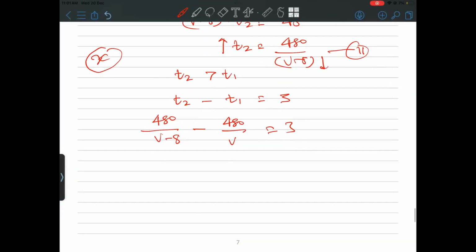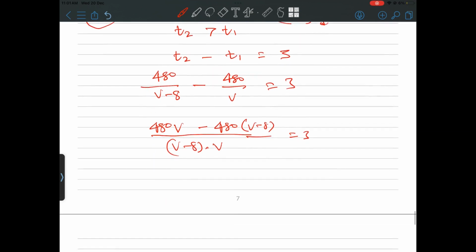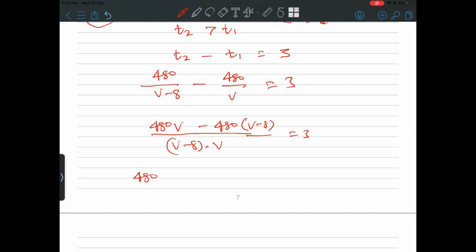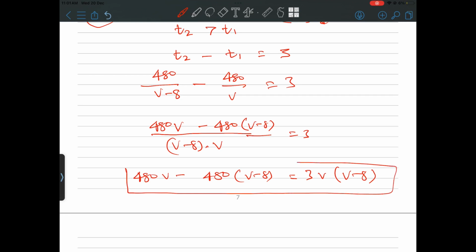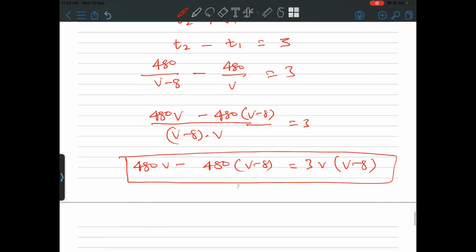So now you can solve it. We will take the LCM of v minus 8 and v. Then we get 480 v minus 480 into v minus 8 is equal to 3 times v into v minus 8, right? I think it's now an easy question for you, because we have solved so many questions like this. Now you can simplify this whole equation. You have to multiply and combine the terms of v square together, v together, and constants together, right?